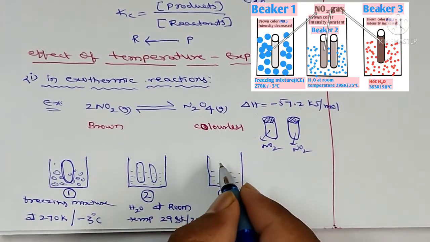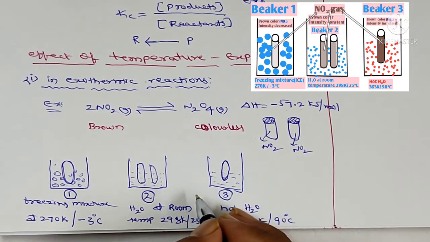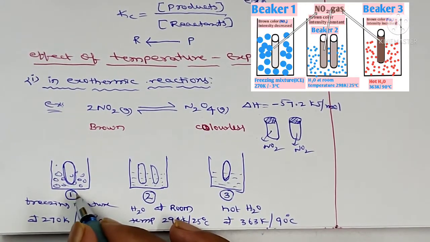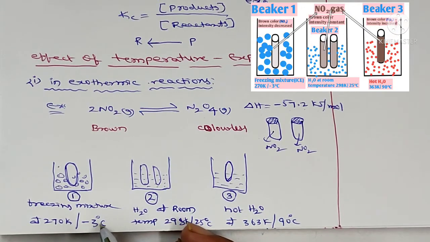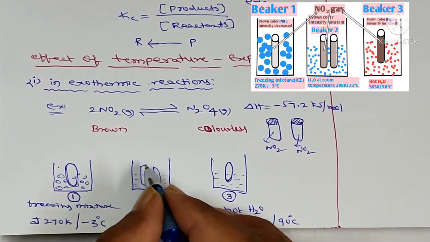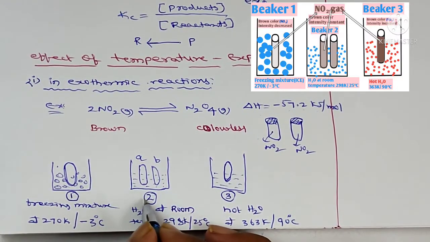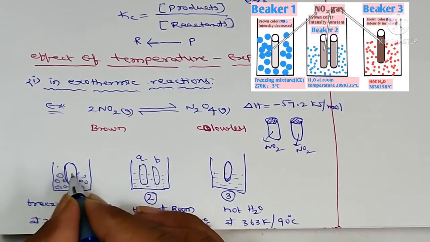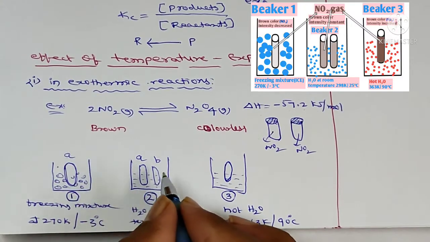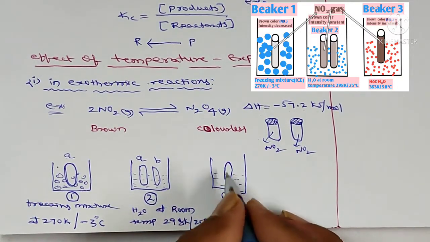And the other one is placed in beaker 3. Beaker 1 is at low temperature, that is minus 3 degree centigrade, and beaker 3 is at high temperature, that is 90 degree centigrade. Let me label these two test tubes as A test tube and B test tube. I take out test tube A from beaker 2 and put it in beaker 1. In the same way, I take out test tube B from beaker 2 and put it in beaker 3.